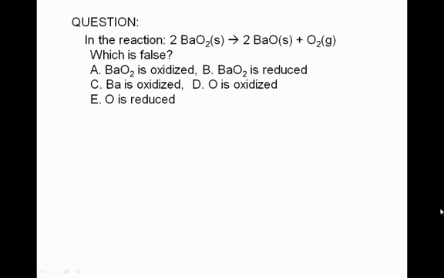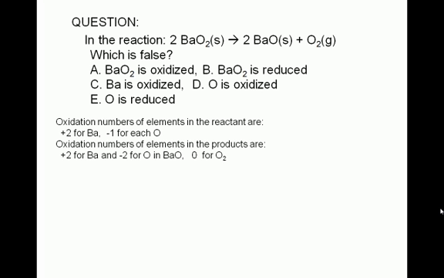To determine whether something is oxidized or reduced, we must determine oxidation numbers. By now, you should know how to do this. For elements in the reactant, the oxidation numbers are +2 for barium and -1 for oxygen. For elements in the products, the oxidation numbers are +2 for barium and -2 for oxygen in BaO, and 0 for oxygen in the diatomic oxygen molecules.